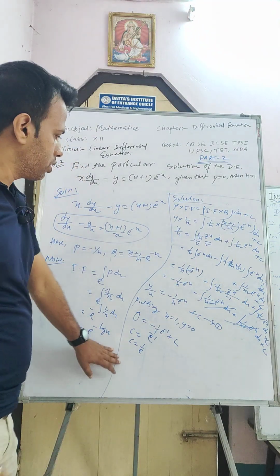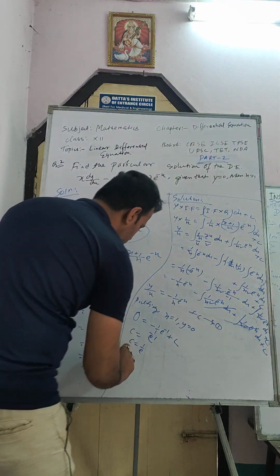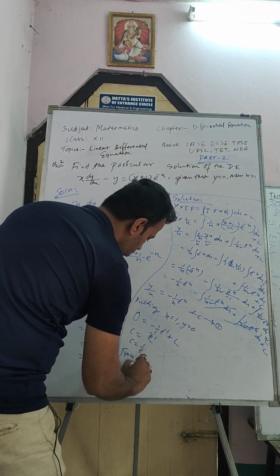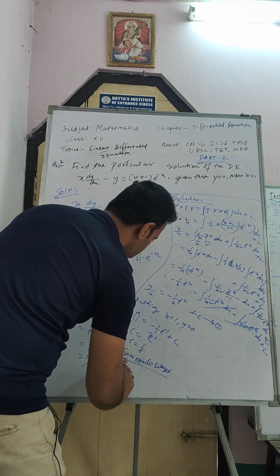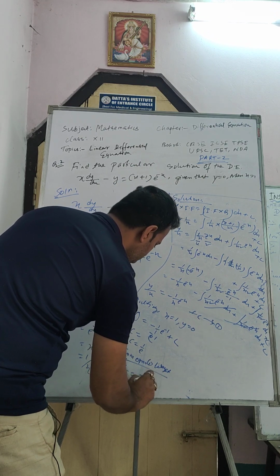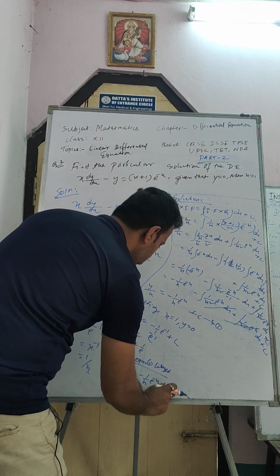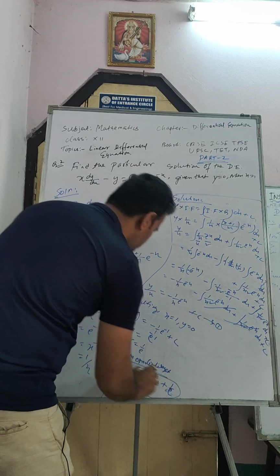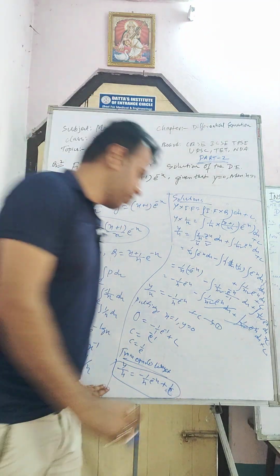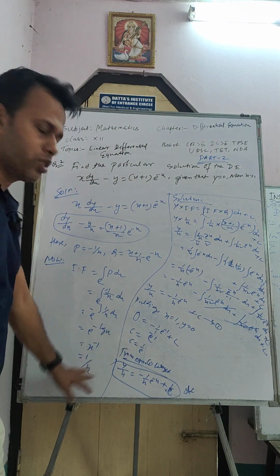Now put the value of c in equation 1. So from equation 1 what will we get? y by x equals minus 1 by x e to the power minus x plus 1 by e. So this is the perfect, correct particular solution. This is the particular solution of the given differential equation.